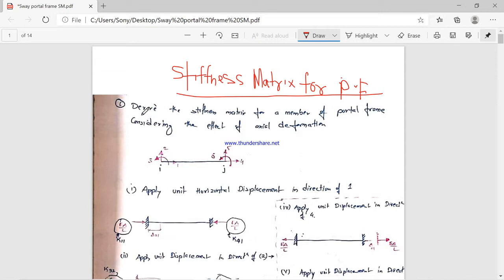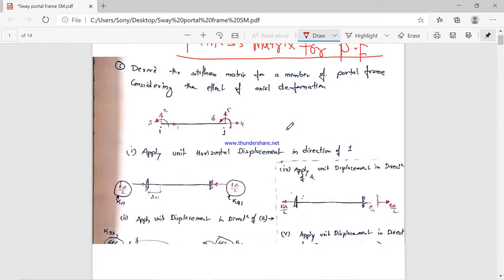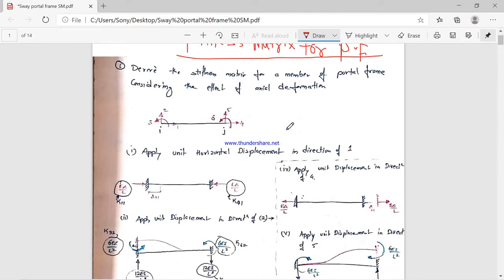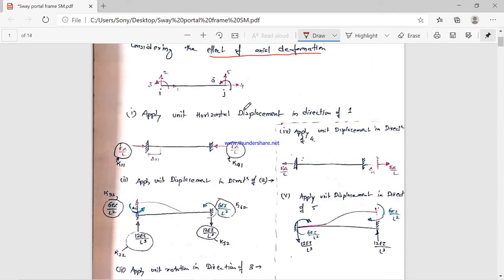Here it is mentioned: derive the stiffness matrix for a member of the portal frame considering the effect of axial deformation. Okay, so you have to remember that the derivation may be of two types. It may be concerned with the effect of the axial deformation, or it may be neglecting the axial deformations. Whenever the derivation is asked about the effect of the axial deformation, then in that case you have to add one particular node. Okay, so the generalized member we have to consider is I to J.